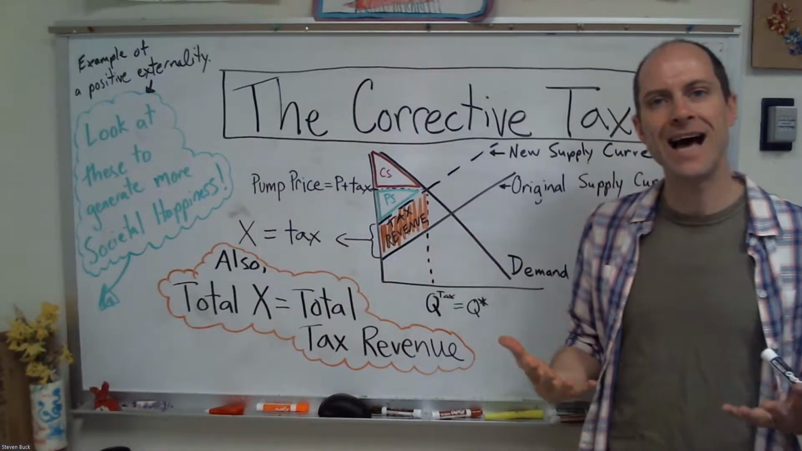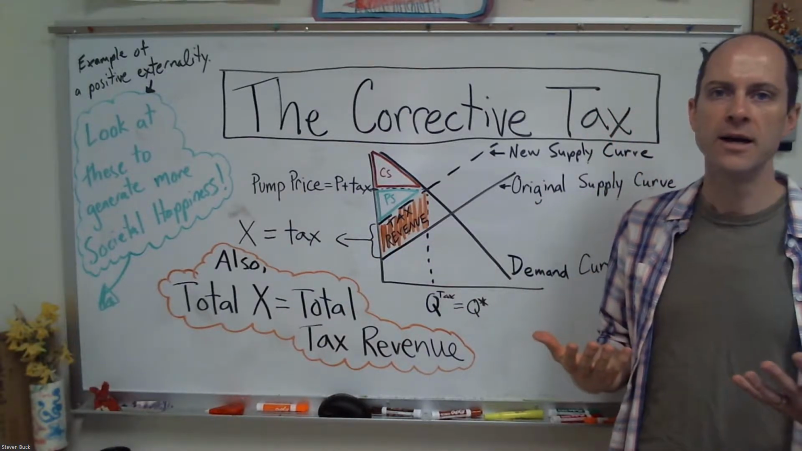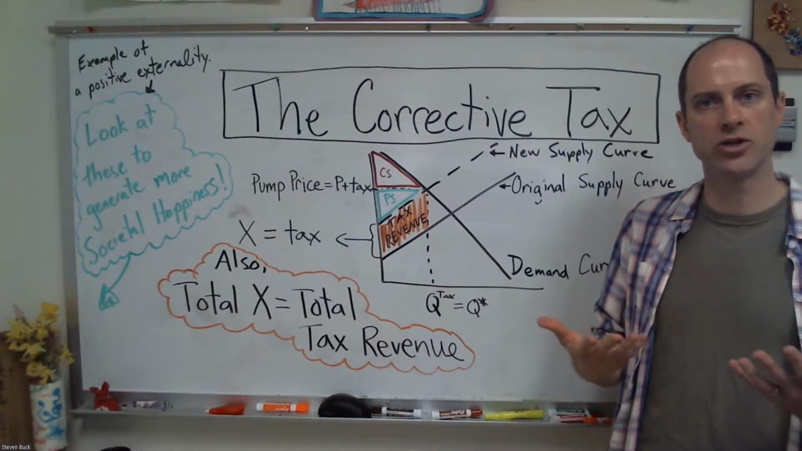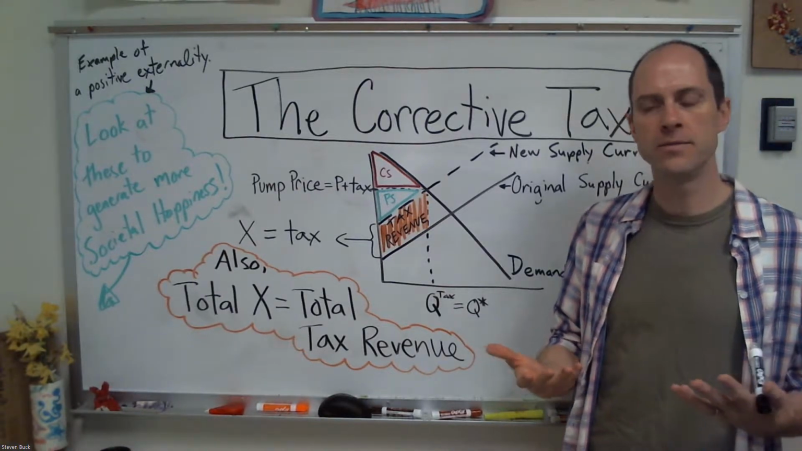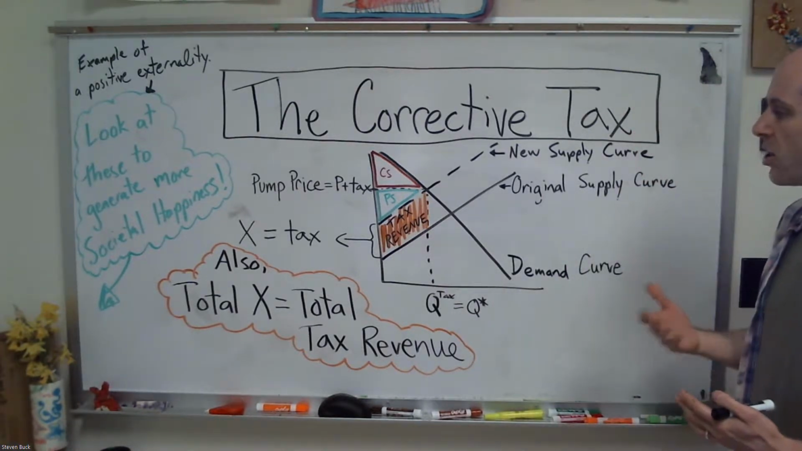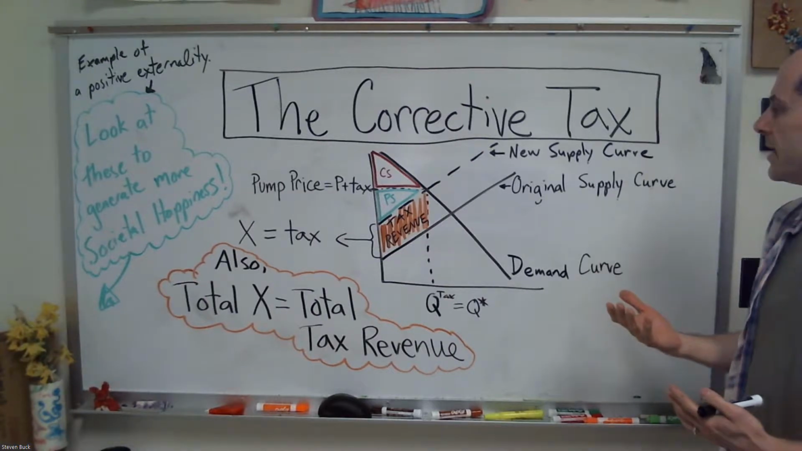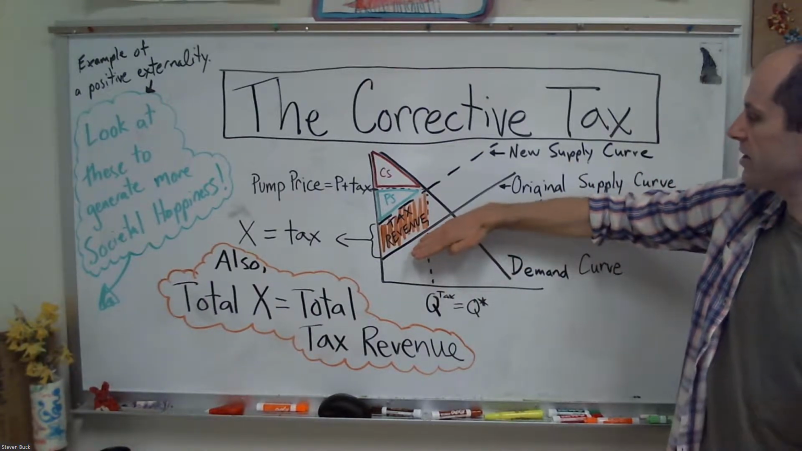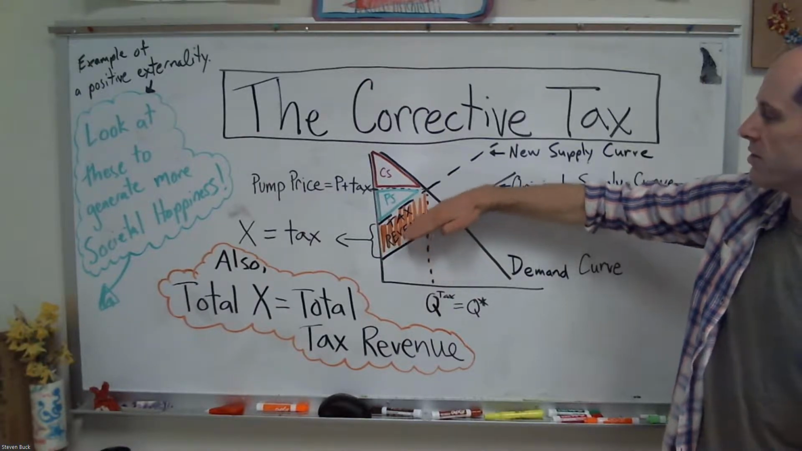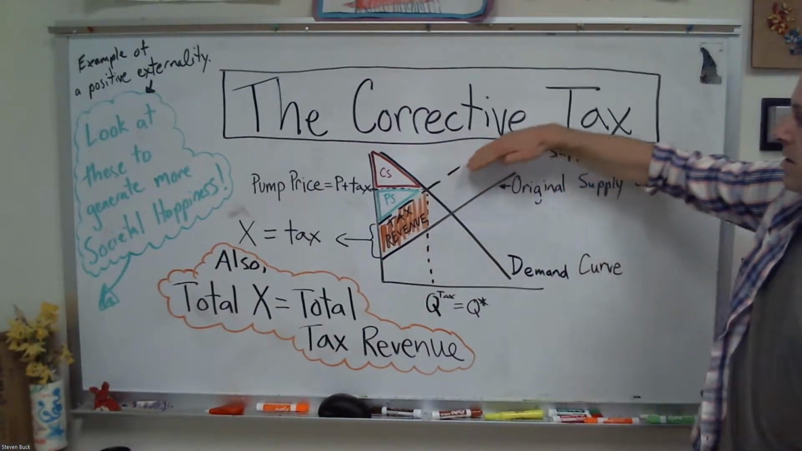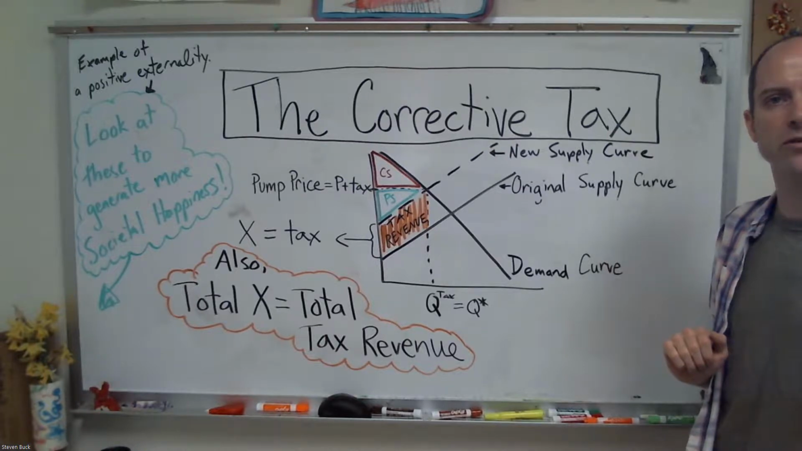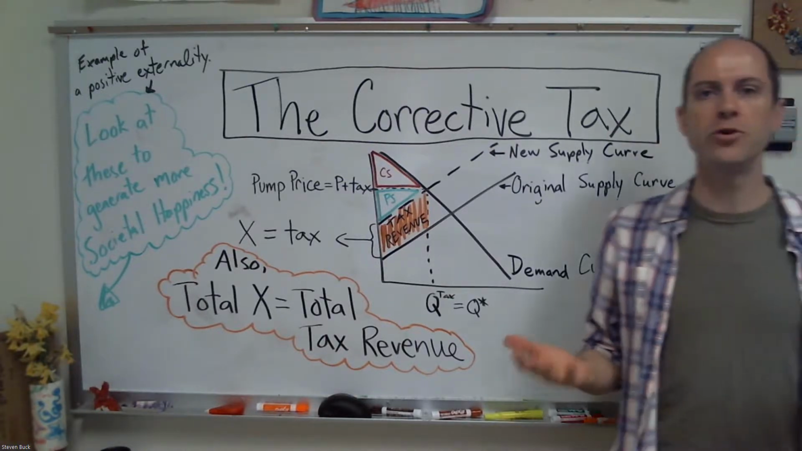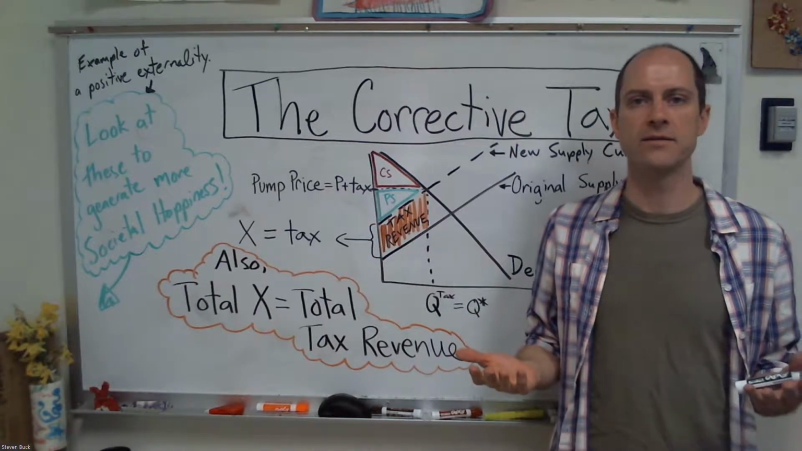If we impose a tax on producers, this becomes like an additional variable cost. It's a cost that's going to be reflected in the new supply curve. That is, we're going to shift the original supply curve up to the social marginal cost curve. That's the beauty of a corrective tax.